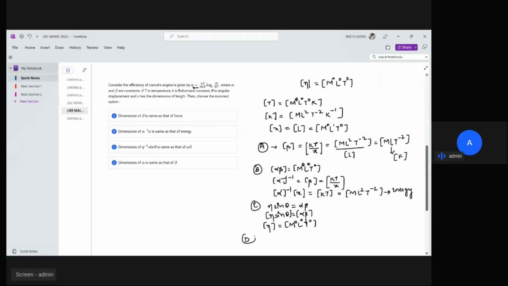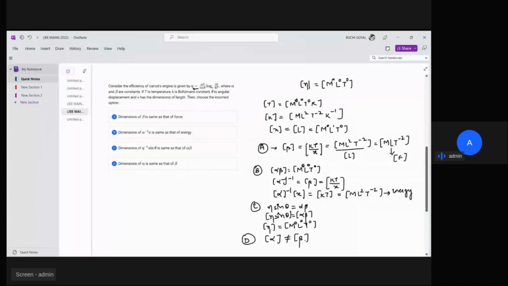Now for the D option, the last option, the dimensions of alpha are the same as that of beta. No, the dimensions of alpha are not equal to the dimensions of beta. Okay, so what will be the answer in this question? This one, that is not equal, because we have been asked for the incorrect option. So A is correct, B is correct, and C is correct. So D is not correct, because this is the option which is not correct here.